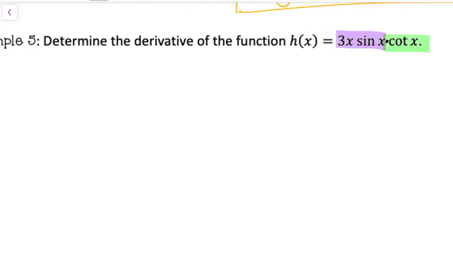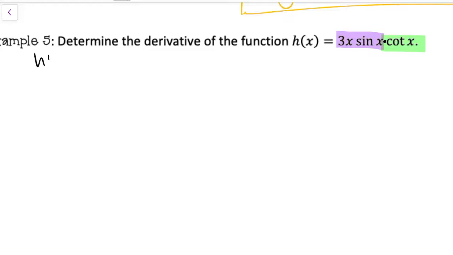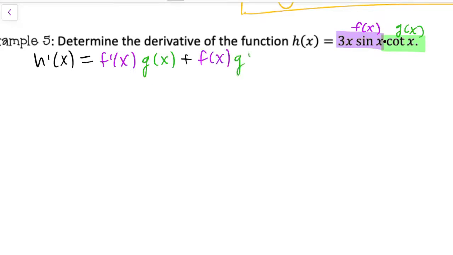So this is like a product rule inside of the product rule. So our derivative, h prime of x, is going to be the derivative of the first times the second plus the first times the derivative of the second. So if we call this guy f and this guy g, then h prime of x is going to be f prime times g plus f g prime. Well, that's handy, but we have to consider f prime of x, and that's going to be a whole process by itself.